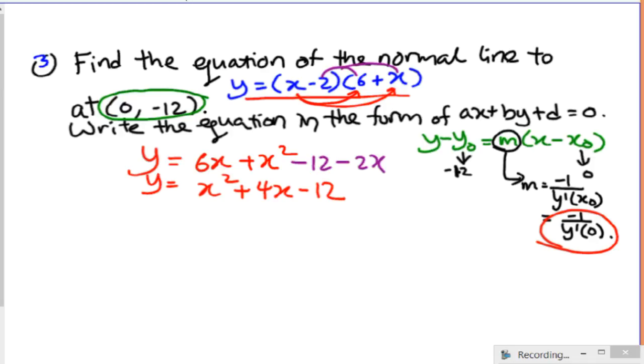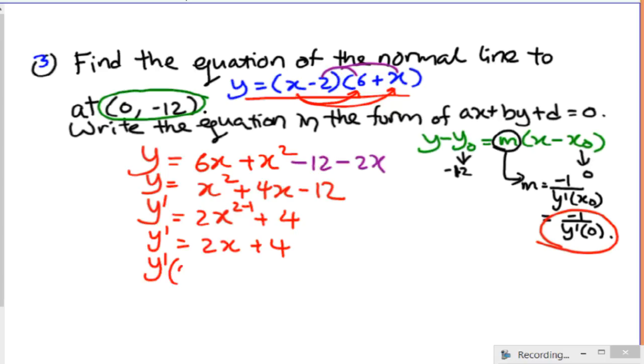Now this is the curve y. So I know I need to find the derivative with respect to x. So y dash, power comes down, power is reduced by 1, plus the derivative of 4x is just going to be 4. Derivative of constant is 0. So this is what I'm going to have: 2x plus 4. And I want to evaluate it at 0. That is, replace x by 0. So my gradient here is 4.